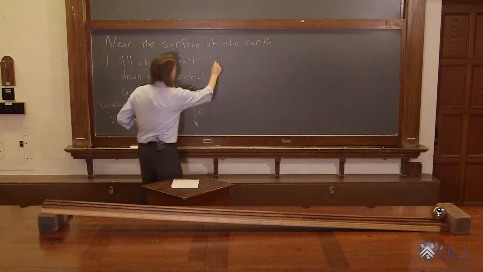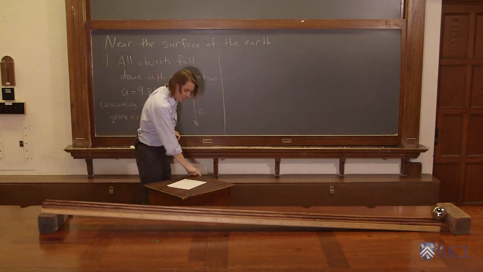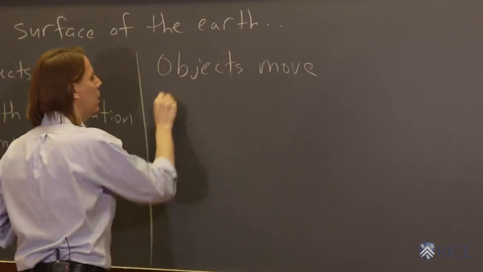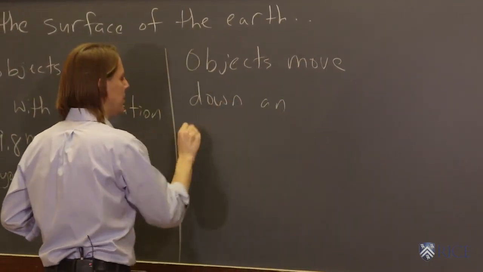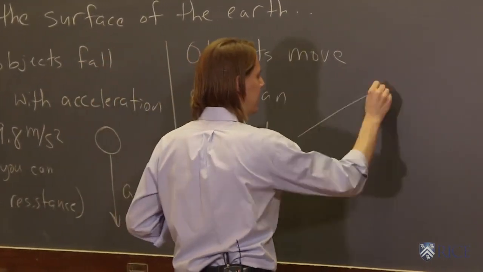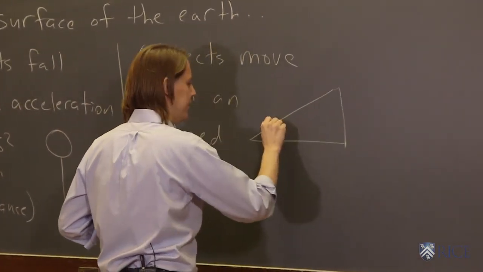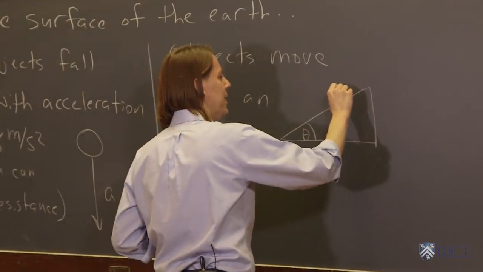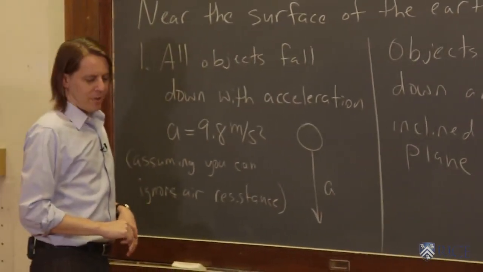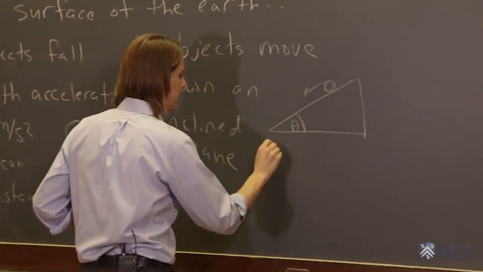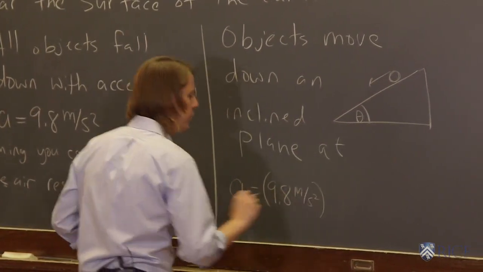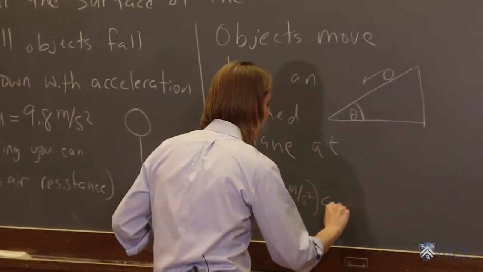Another case you might encounter is that objects move down an inclined plane, and by that I mean something set up like this, and it has some angle theta, and it's either a mass sliding or a ball rolling down the plane. If a ball goes down that plane, the acceleration looks like this. a equals that same number, 9.8 meters per second squared, the free fall acceleration, times sine theta.